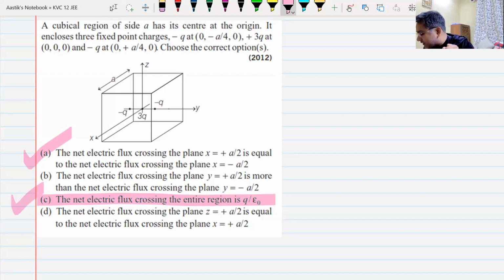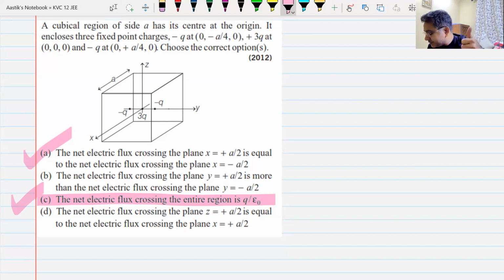The net flux crossing the plane x = plus a by 2 is more than the flux passing through y = minus a by 2. Now y = minus a by 2 is this side face and this side face. Which flux is more and which flux is less? Or are they same? They are same, sir. Do we understand this? Everyone in the class, do you understand this?